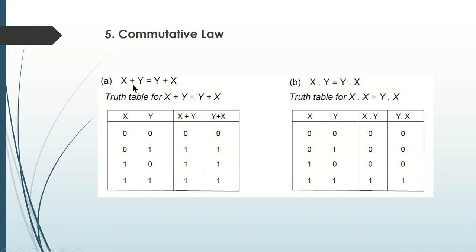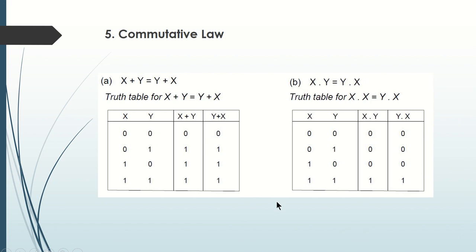Similarly, when you apply the duality, replace plus with the dot. So x dot y is equal to y dot x. So there are 2 inputs, 4 different combinations. So x dot y is 0001 and y dot x is 0001.